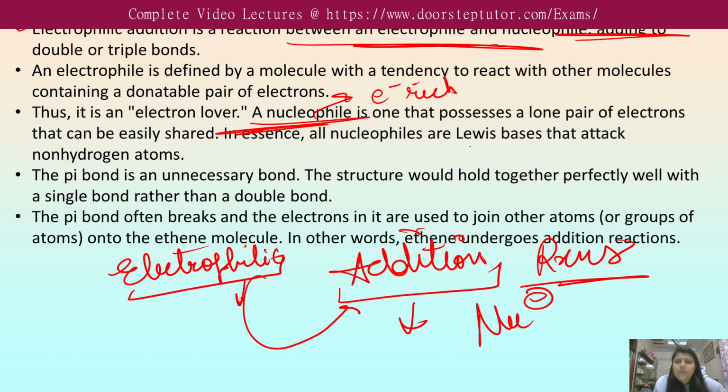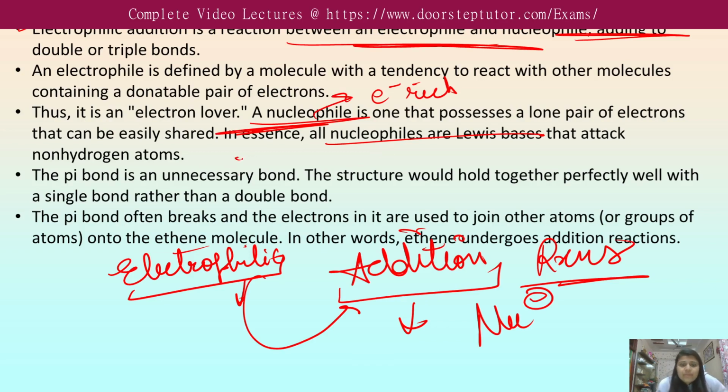In essence, all nucleophiles are Lewis bases that attack the electron-poor hydrogen atoms. If any of those hydrogen atoms is attacked by something which is electron rich, that is a nucleophile. All nucleophiles are Lewis bases.